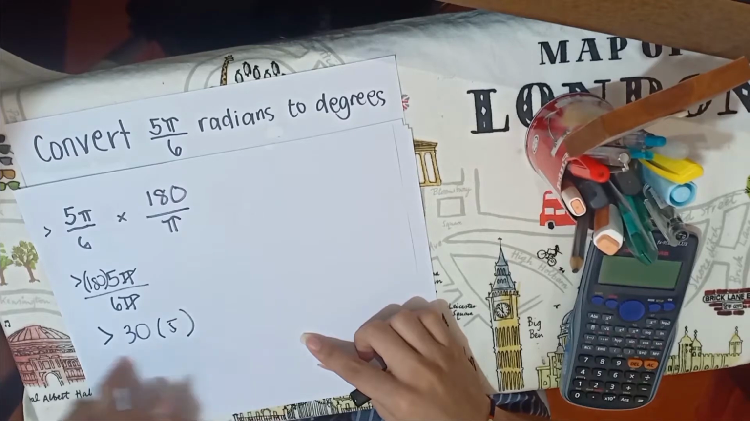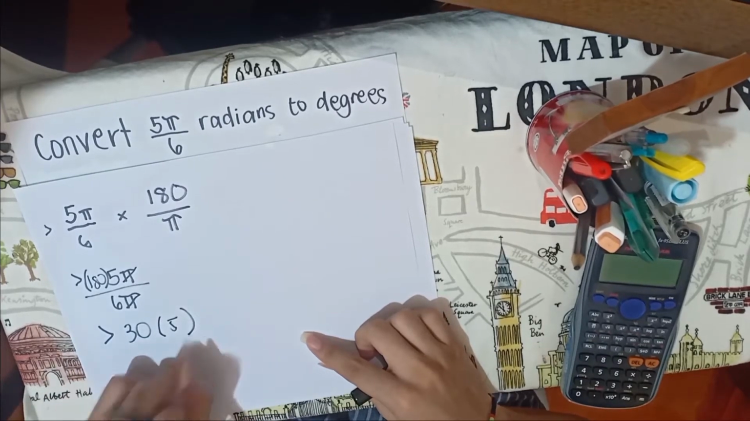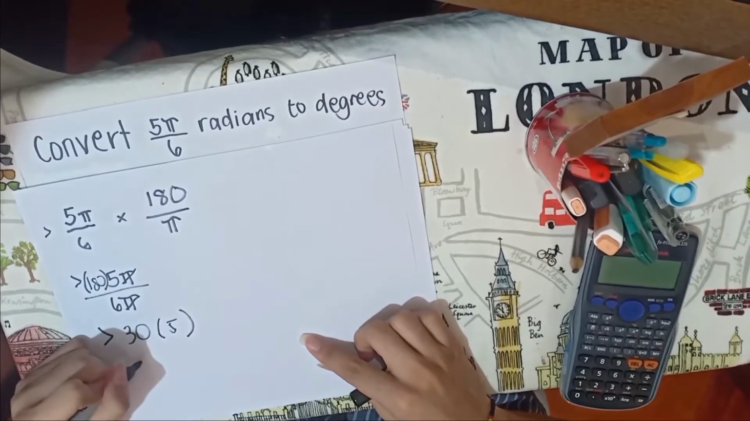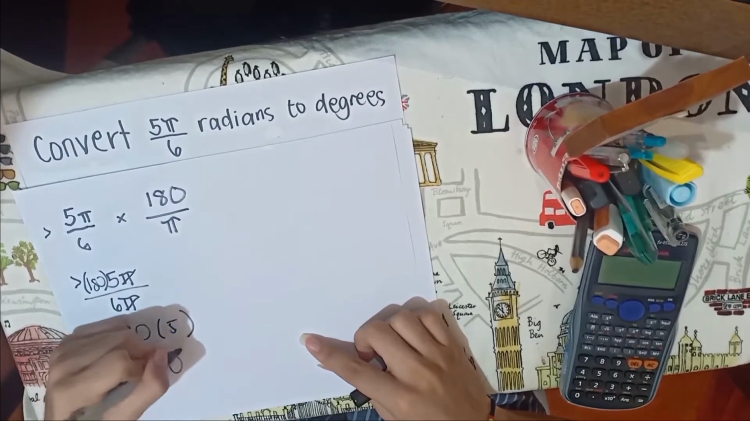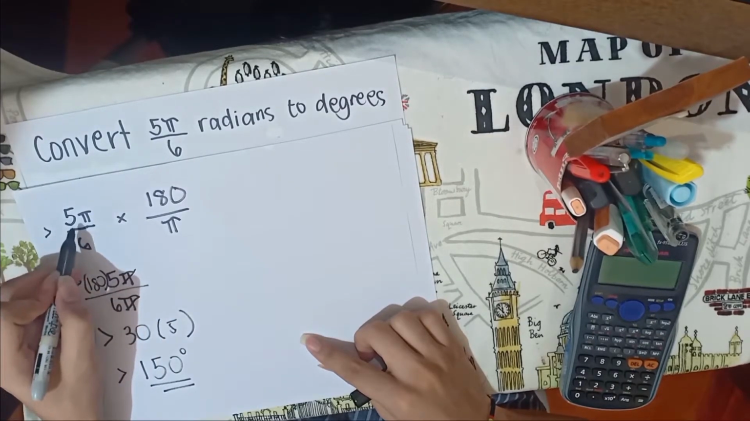Now, we are almost done in converting radians to degrees. So 30 times 5, that would be 150 degrees. Now we have just converted 5 pi over 6 to degrees. So we have just converted radians to degrees. Pretty easy, right? Converting radians to degrees is easy to be done by you and by me. Now let's take a look at other examples in order for you to master this skill.